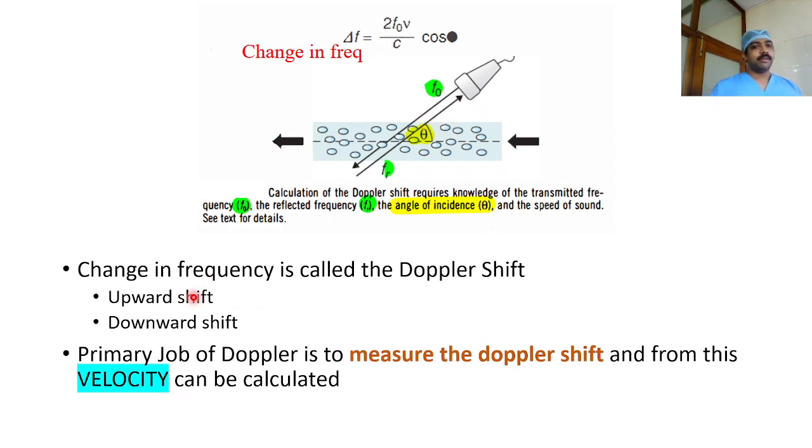So that change in frequency is called the Doppler shift. If it has an increased frequency, that's called the upward shift, and if it's decreased, it's called a downward shift. So the primary job of Doppler is to measure the Doppler shift, and from this the velocity can be estimated.